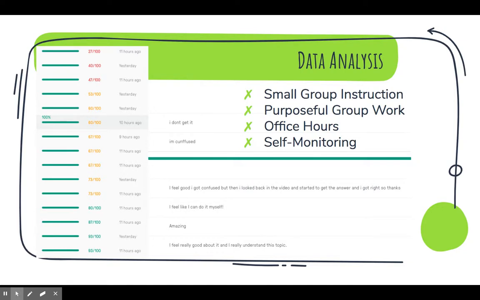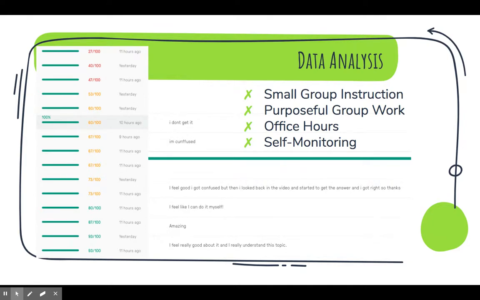I take the scores that the students got and I use those to pool small groups for reteaches, or I use them to group students in purposeful ways so that when they're working in small groups without a teacher, they can help each other and support each other's learning.